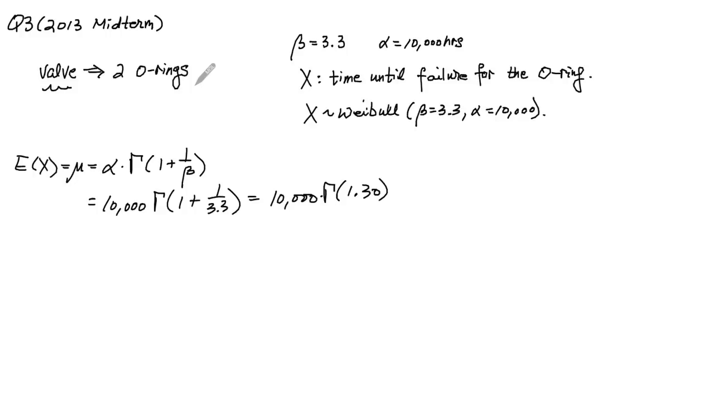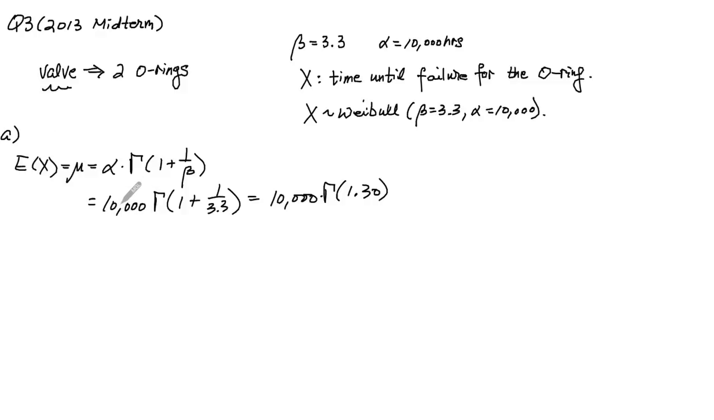And the question says that the O-rings themselves follow a Weibull distribution with parameters beta of 3.3 and alpha of 10,000 hours. So whenever you have a Weibull distribution, your random variable x captures a time until the failure of that particular part, in this case the O-ring. So x being Weibull with beta equals 3.3 and alpha equal to 10,000. And in part A, we are asked to find the mean and the standard deviation of our random variable x, or the average time until the failure for the O-ring.